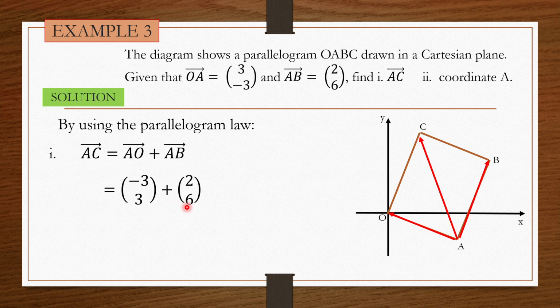AB is given as 2, 6, so you just substitute and simplify this. So negative 3 plus 2, you'll get negative 1. 3 plus 6, you'll get 9.